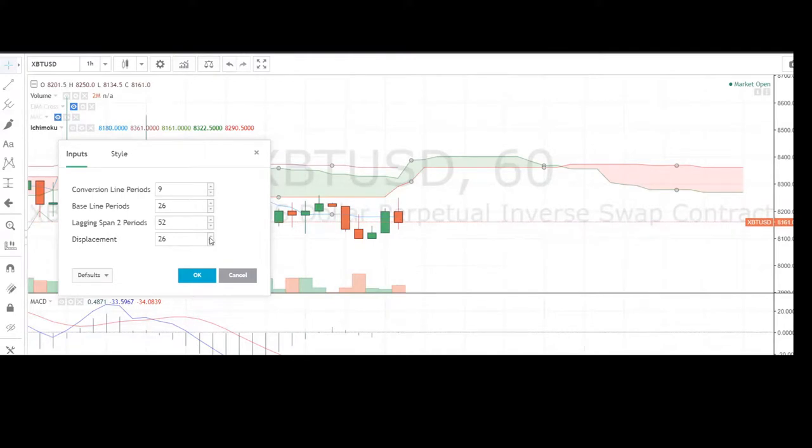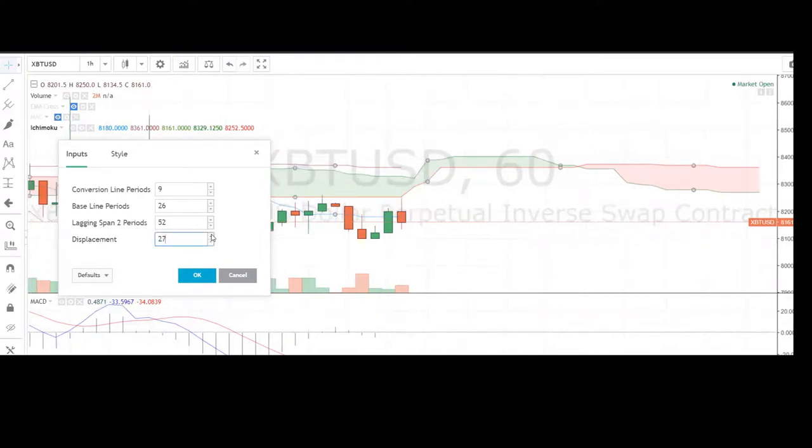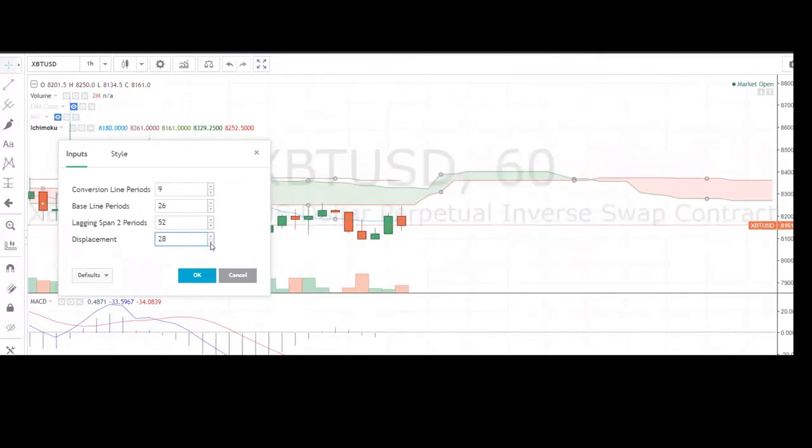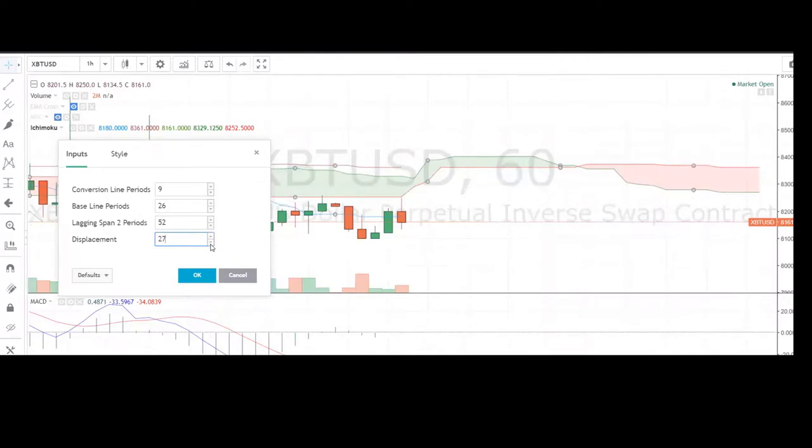So you can see that as I increase it right now, the chart is moving forward. It moves forward by 1 hour more, and increasing again, that's 2 hours more. So basically you can use the default setting, and you can also optimize the setting.